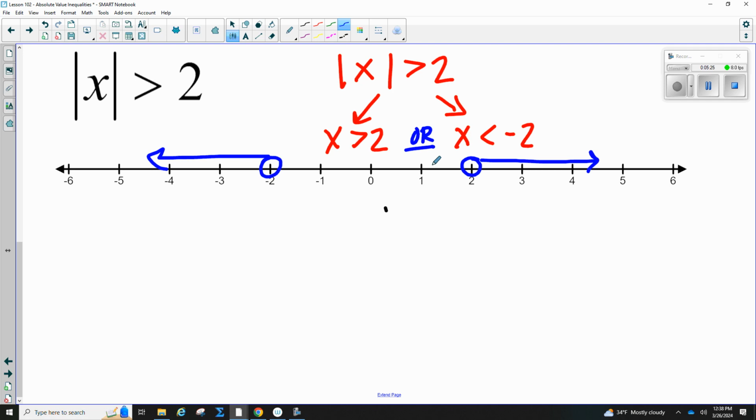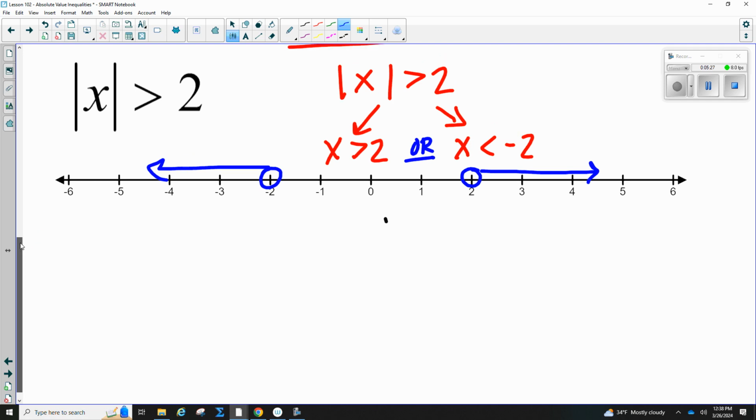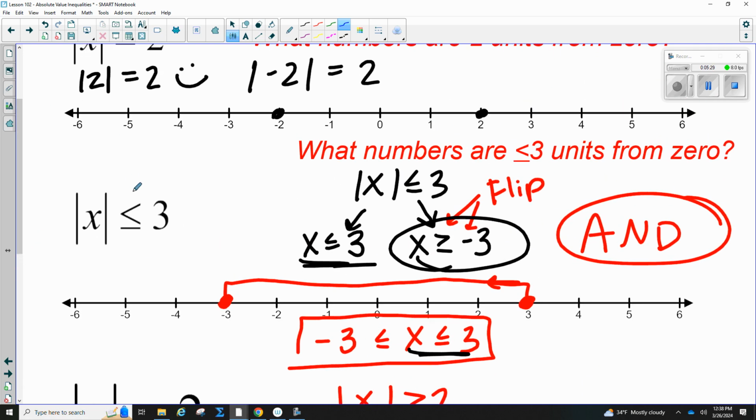I'm going to teach you a little trick. What is this symbol right here? Less than. I'm just making that up, I made that up right there. Less than and graph. So less thans will always turn into an and graph.